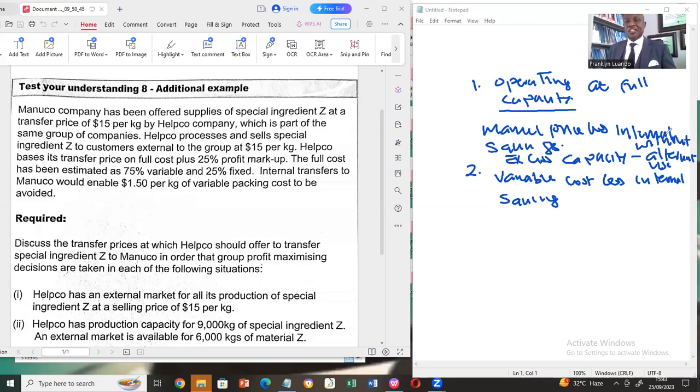So where the transferring division is operating at excess capacity, they have spare capacity. So the units to be produced, not all of them have a market. The ones without the market, they'll be transferred at the variable cost, less internal savings. And this is where the spare capacity has no alternative use. Is that okay now?